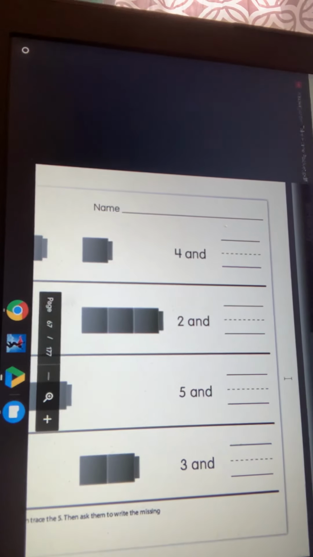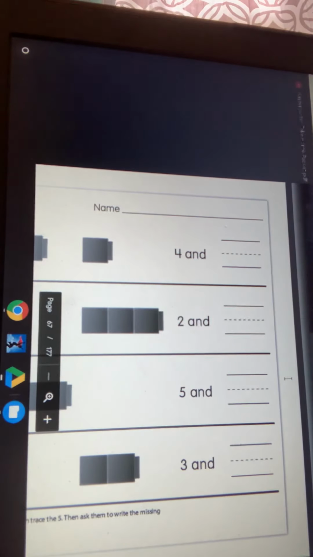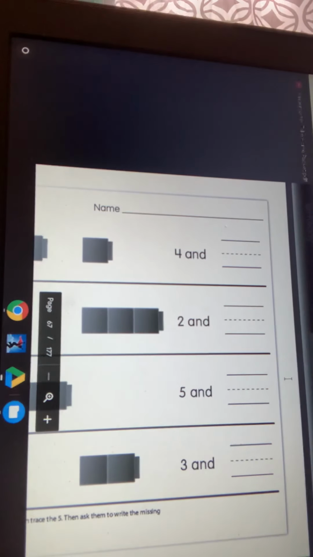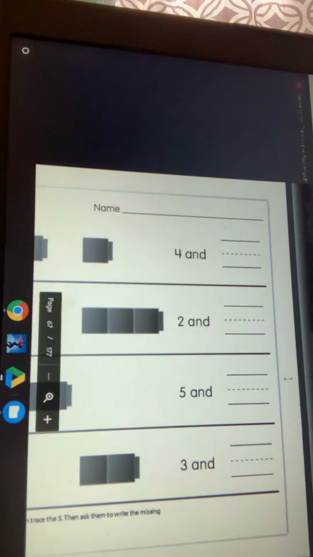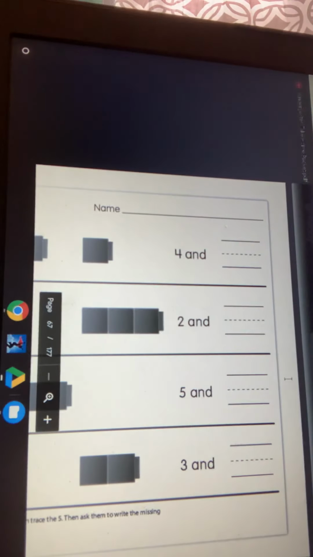So I want you guys to write down those numbers. 4 and blank. 2 and 5 and 3 and use whatever item you have to count. Use your number bond and see if you can figure out those answers. Maybe you can even add a couple more in there. See how many that you can find out.